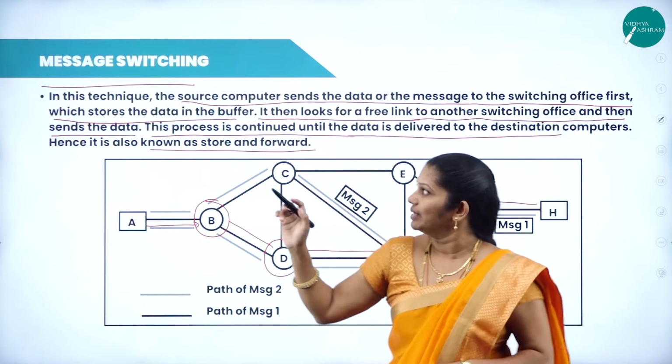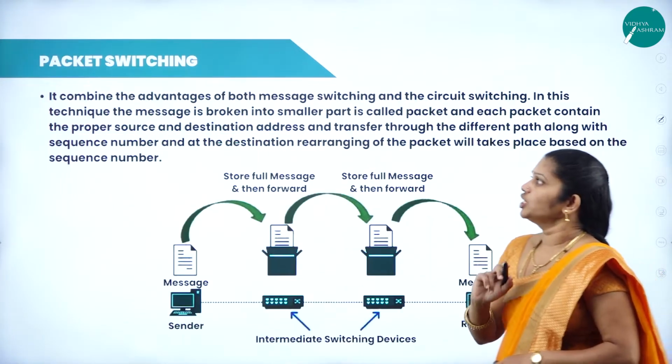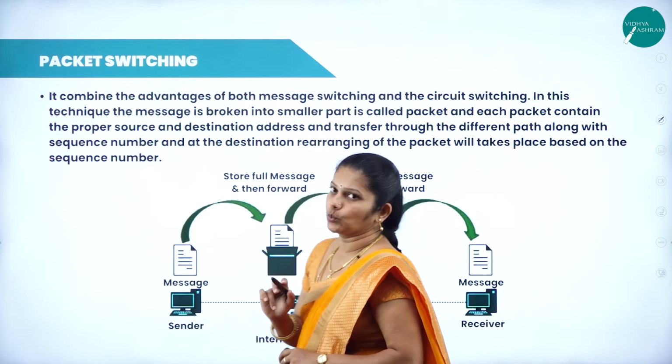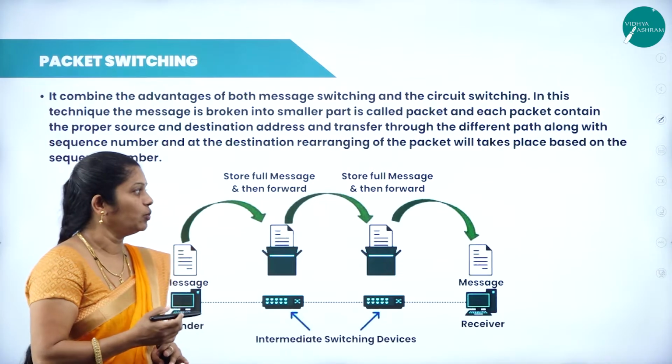That is, in message switching, the data will pass to the nearest node. Next, we will move on to the next one, packet switching. What do you mean by packet switching? How exactly does it work?